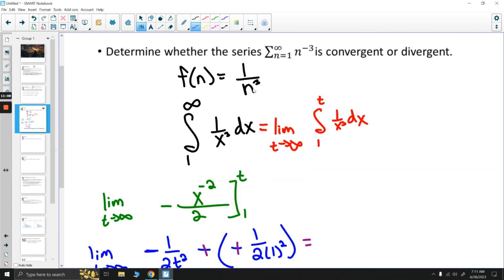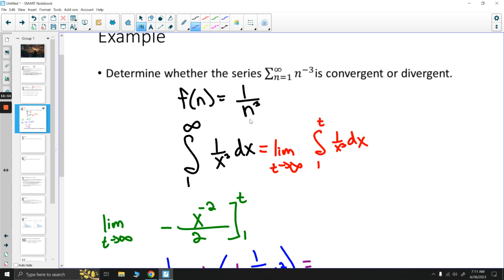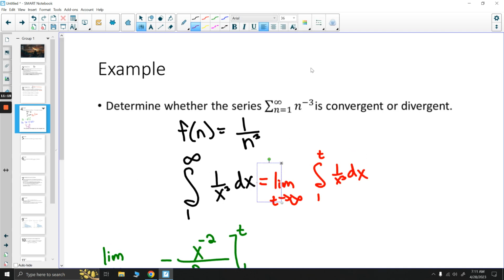Now, what else I want to talk about is what we call a p-series. This series that we're dealing with here is a p-series. A p-series is a series where basically we have 1 over n to some power p. And so we see those in terms of, we have what we call the harmonic series. That's like 1, 1/2, 1/3, etc. So that would be 1 over n. That's the harmonic series. This one here is just a p-series with power 3.